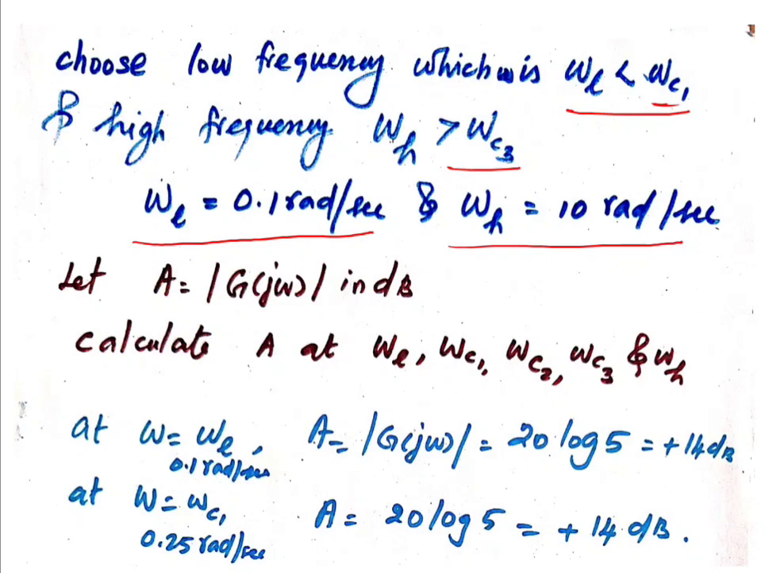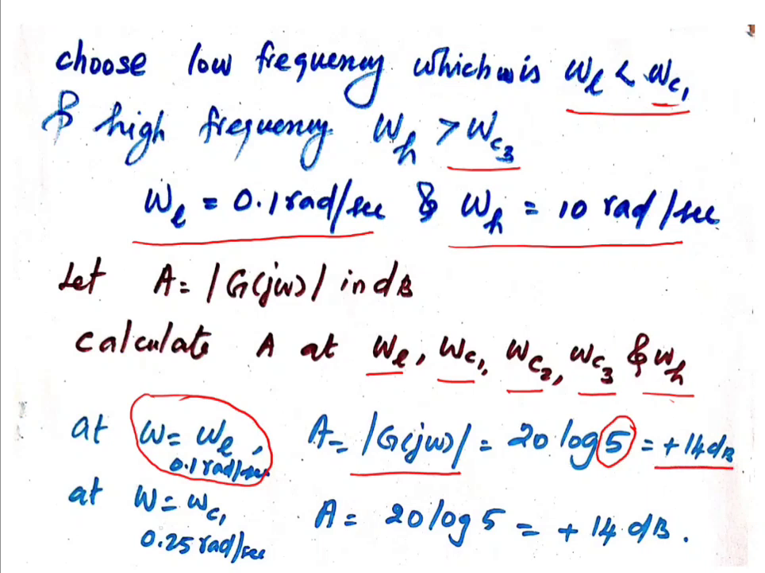Now we have to find the gain at these 5 frequencies, that is omega L, omega c1, omega c2, omega c3 and omega h. Starting with the low frequency, omega is equal to omega L, that is 0.1 radian per second. The gain A is equal to the magnitude of G(j omega), which is equal to 20 log of that constant. In the transfer function, we have a constant 5. We take that constant and find the value of this term using a calculator. We get plus 14 dB.